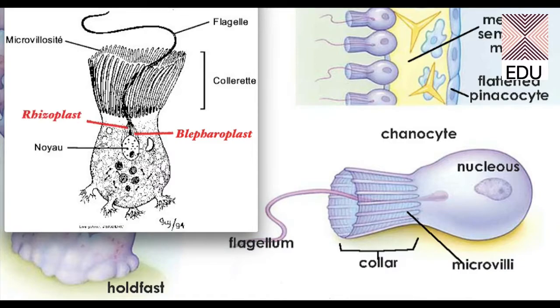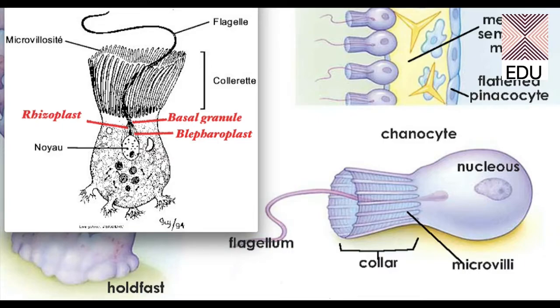There is another thread-like structure called the rhizoplast. This rhizoplast is connecting the blepharoplast with the basal granule. This is the basal body which is present at the base of the flagellum. Every cilium or flagellum has a basal body at the base. So the rhizoplast is connecting the blepharoplast with the basal granule, or the basal body. Scientists think that the flagellum is in connection with the nucleus with the help of the blepharoplast and rhizoplast. Nothing is very clear about how the movement of the flagellum is controlled, but scientists think that it is under the control of the nucleus through this structure.